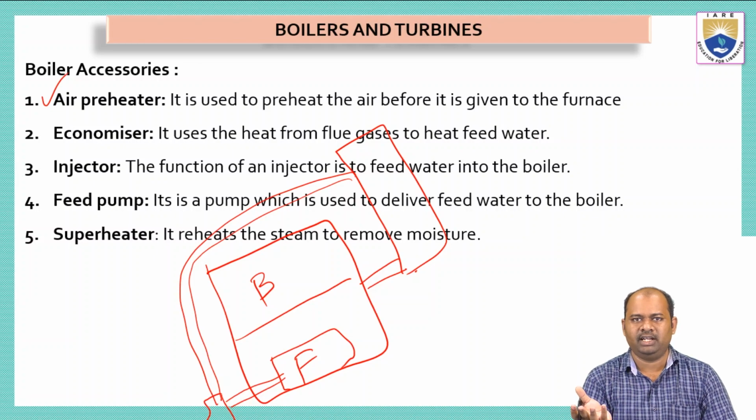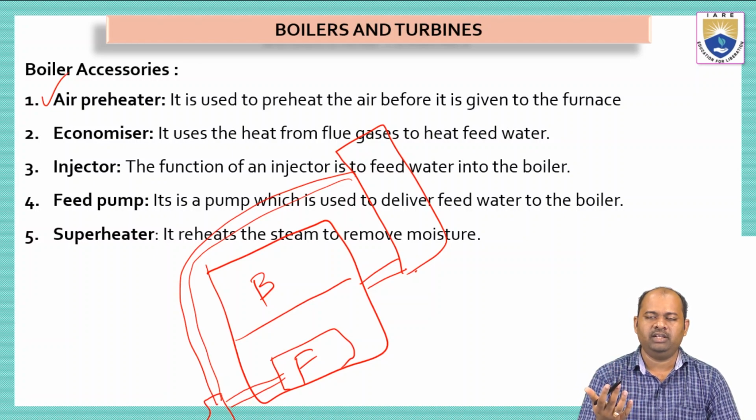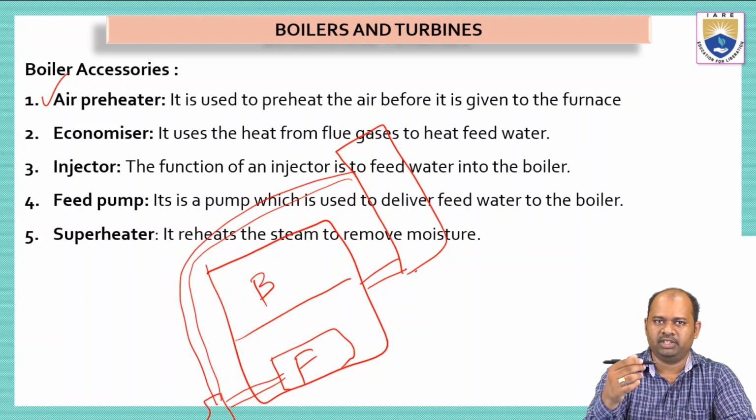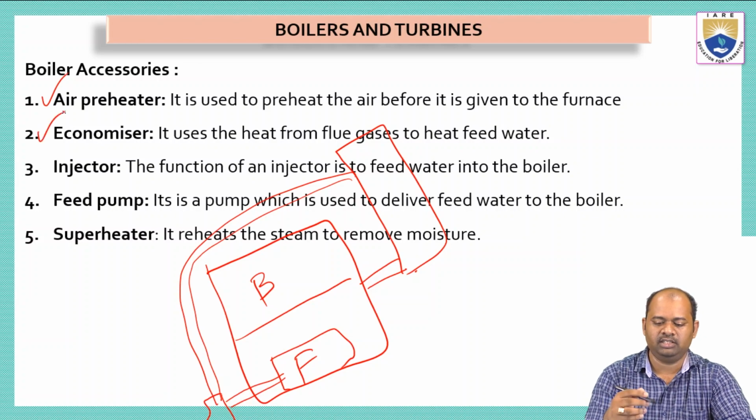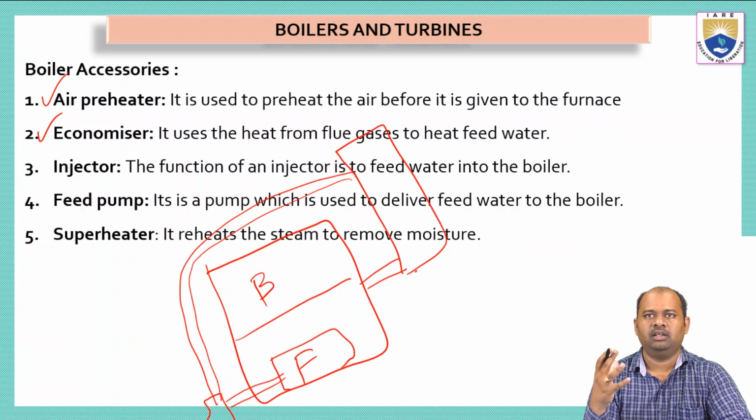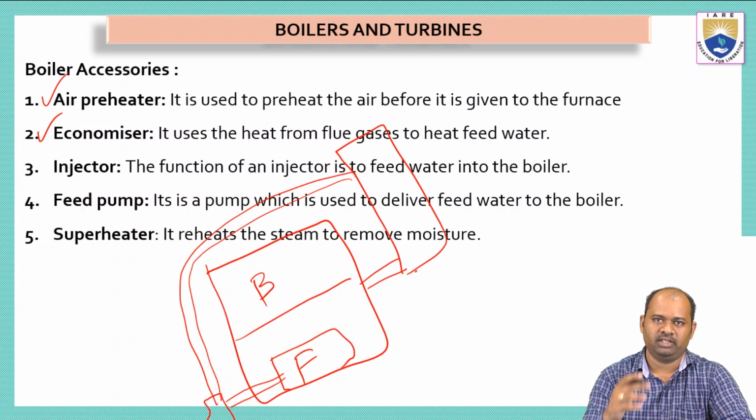So the air preheater is an addition. It is not a mandatory device, though it can improve the efficiency of the combustion, so more coal will be combusted effectively. The second device is the economizer. An economizer is a device which uses the heat from the hot flue gases to heat the feed water.